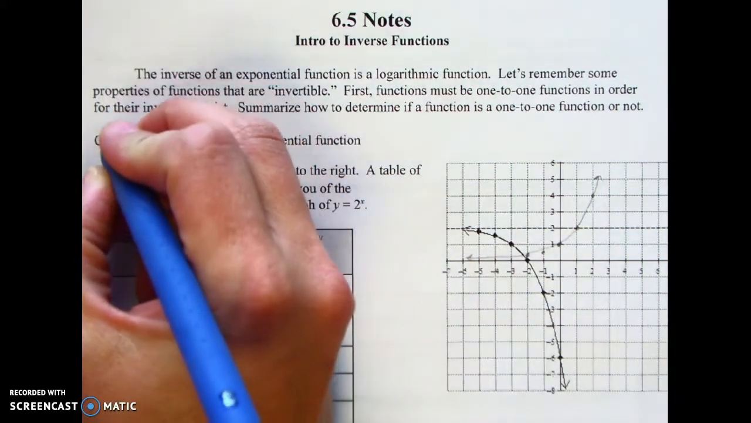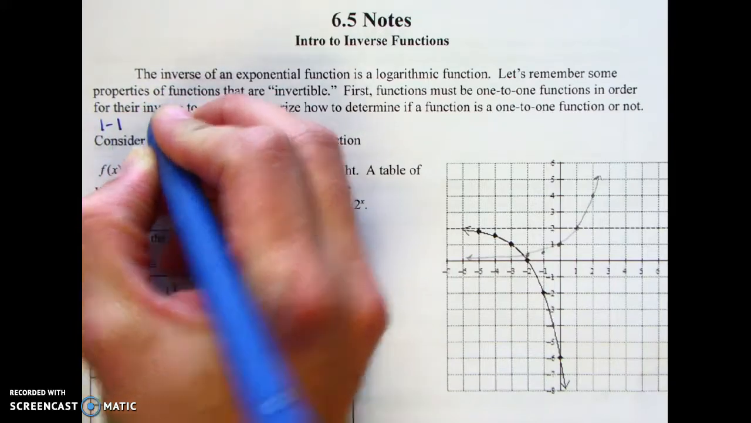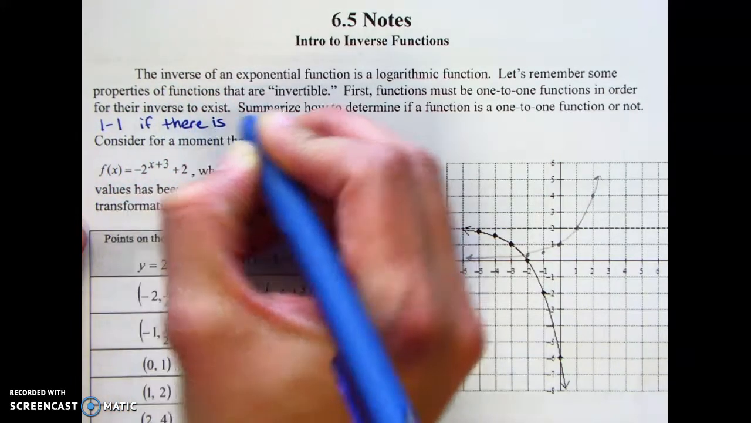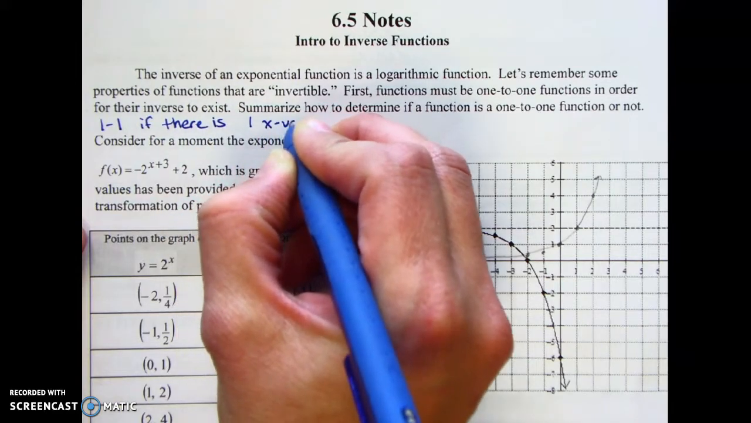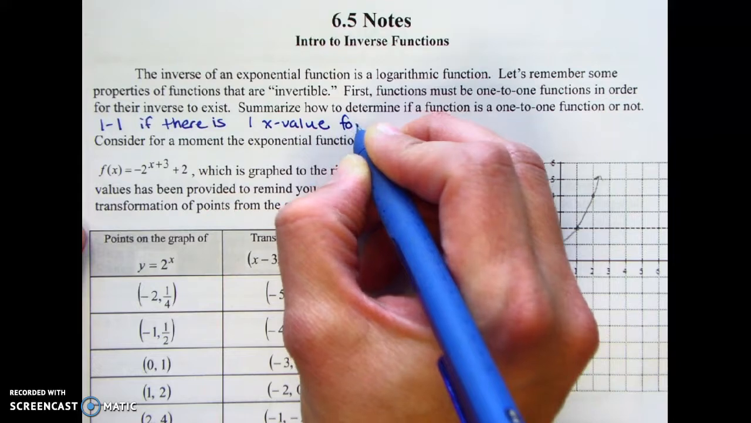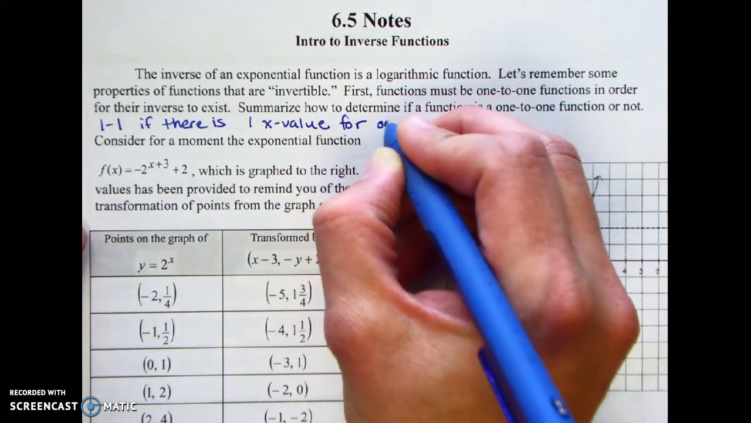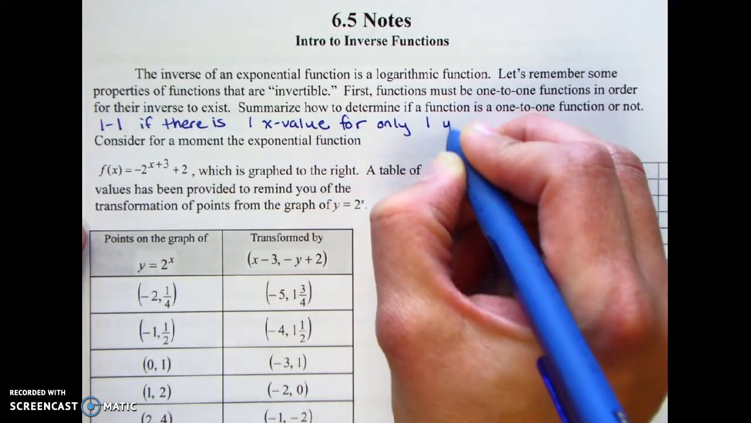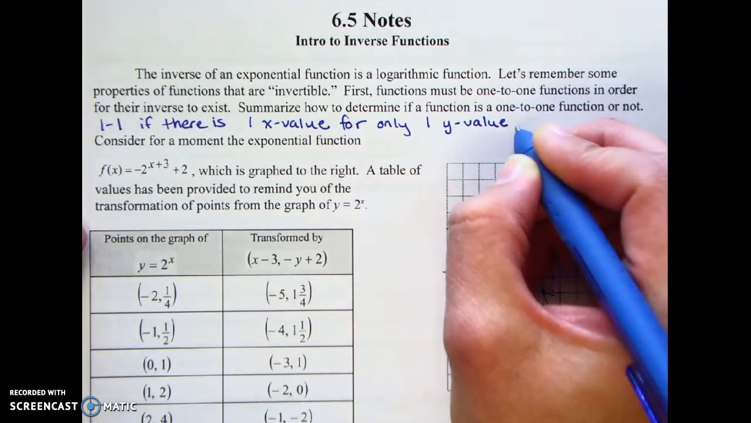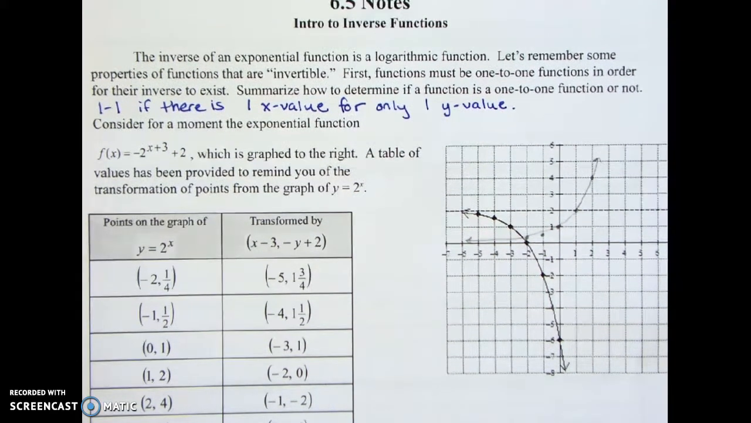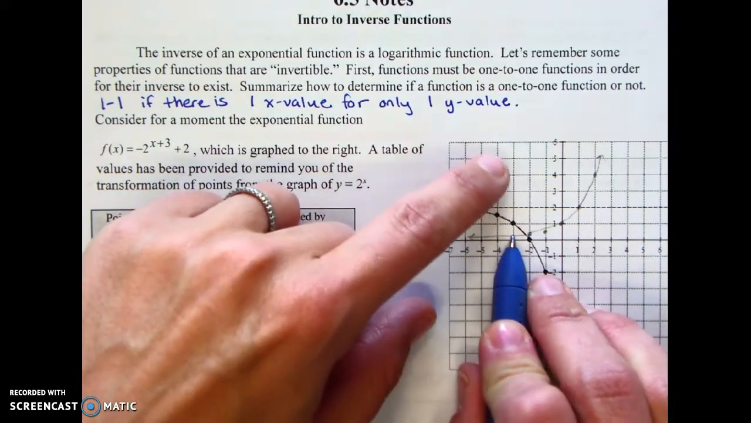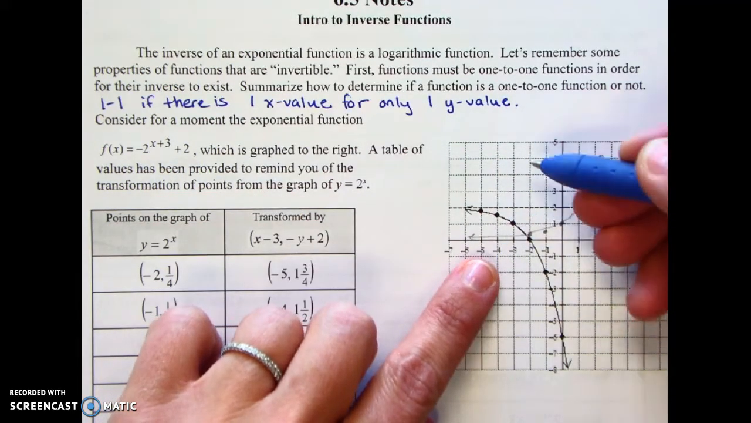A function is 1 to 1 if there is one x value for only one y value. Okay, 1 to 1 means for every x value there's only one y value, so there's not double points going up on the y.